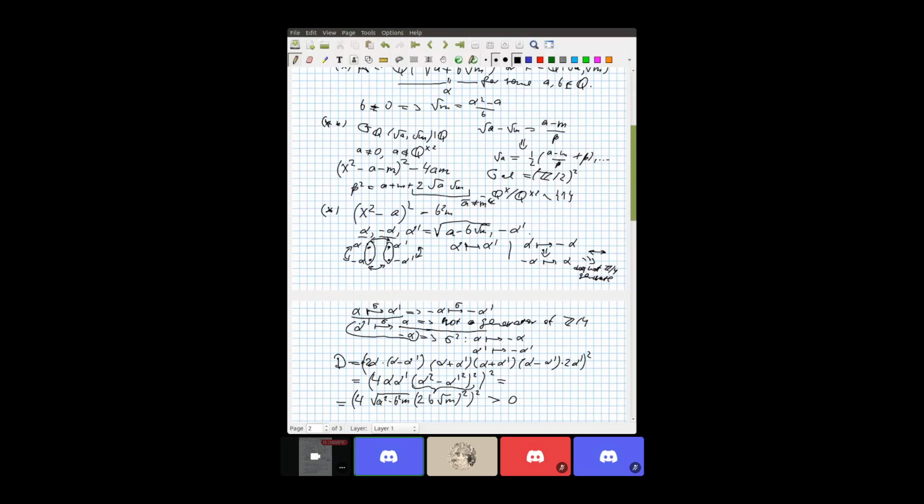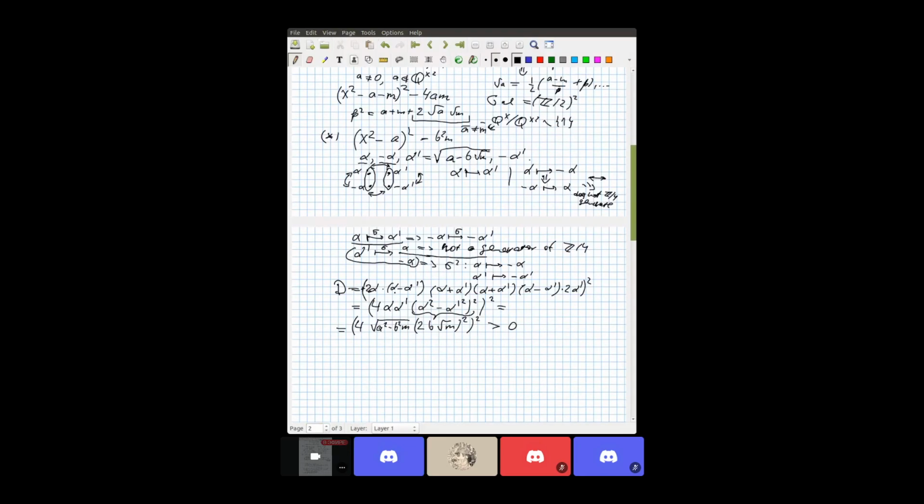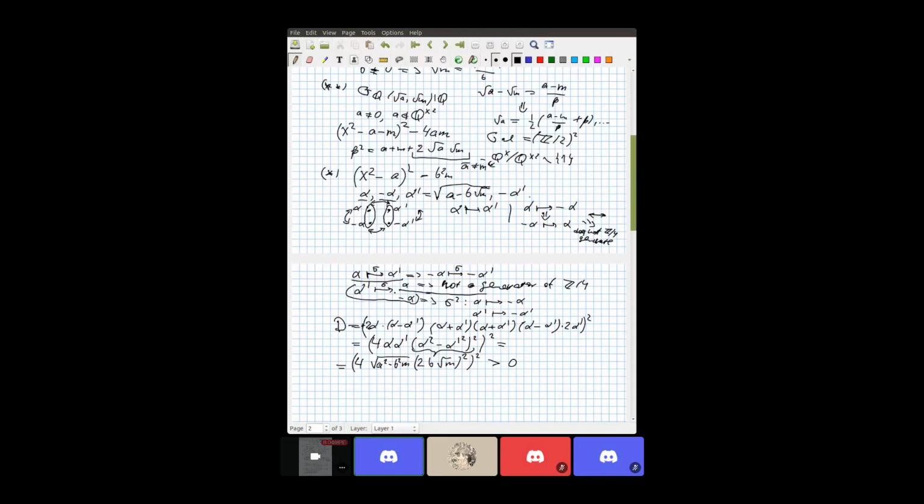Maybe there are several sigmas satisfying the mapping of alpha to alpha prime. So that's the question. But let's see. Maybe we should try to look at it. You see that we want to know what the Galois group is. It is the group of those permutations that preserve all relations between the roots.